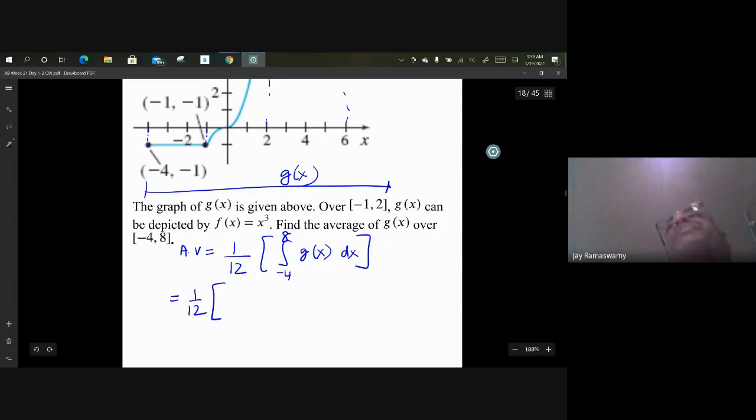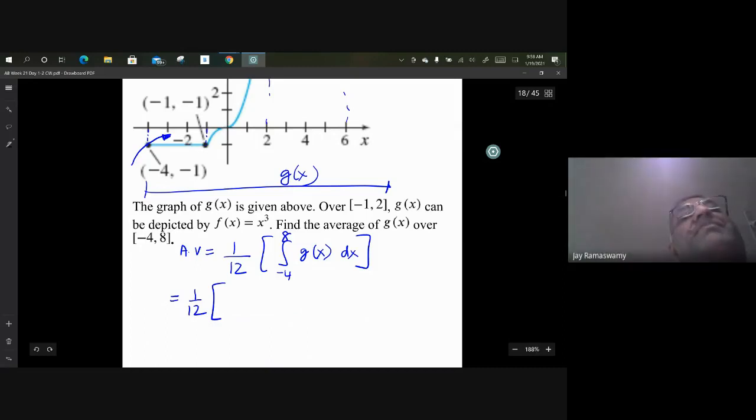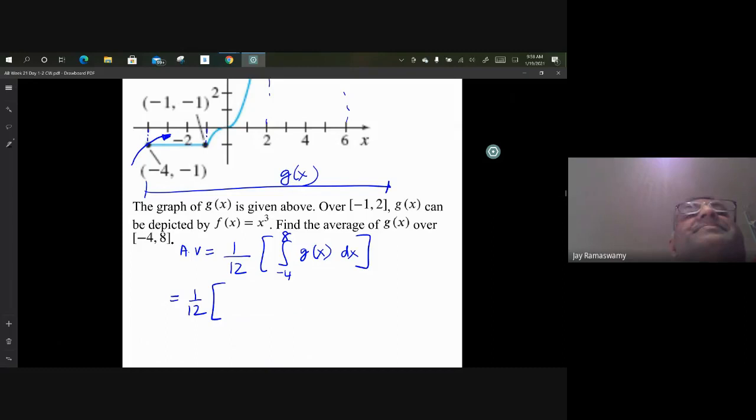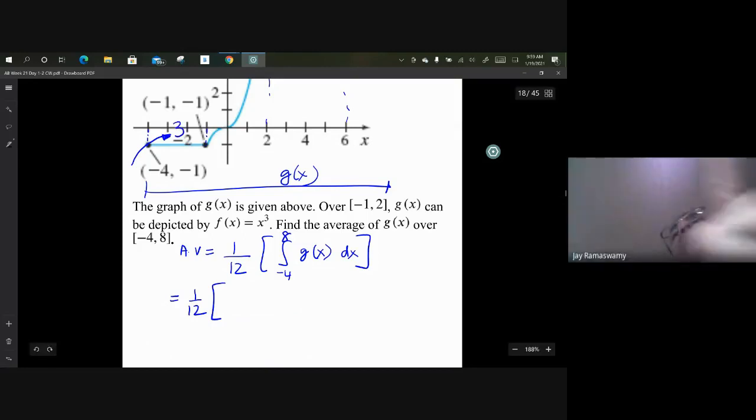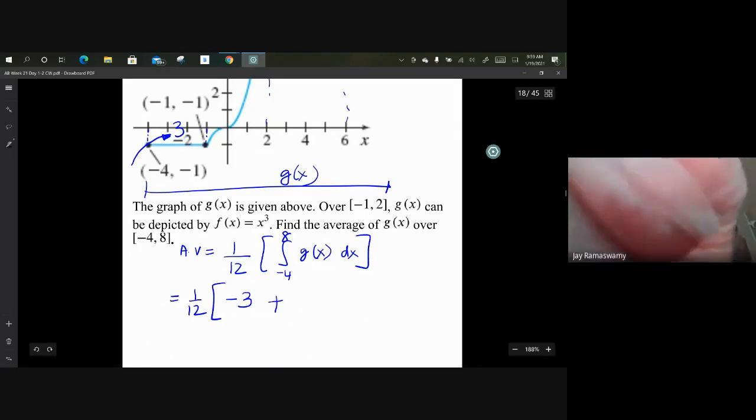bracket. Okay, what's the first area? Do that yourself. We're going left to right. In simple language, I want to find this area. Tell me what that area is. It's just base times height. 3? Careful. Is it 3 or -3? -3. Because we're going left to right. Everybody okay there? So -3 plus.